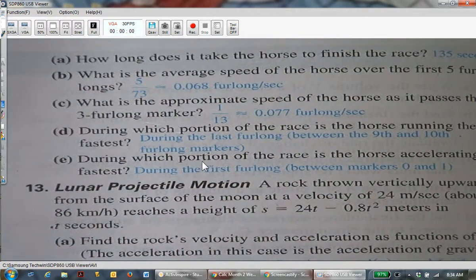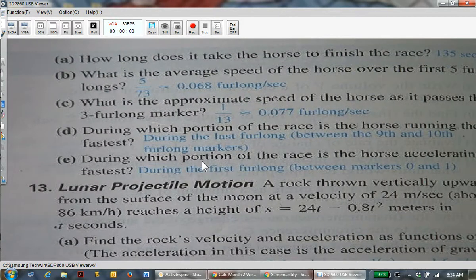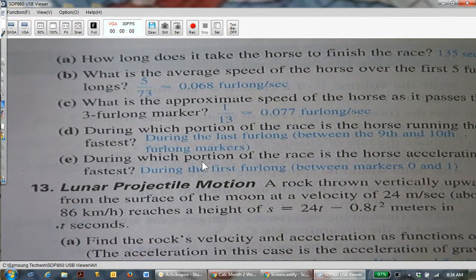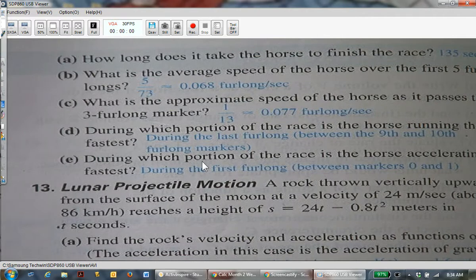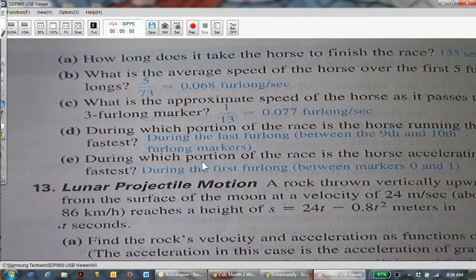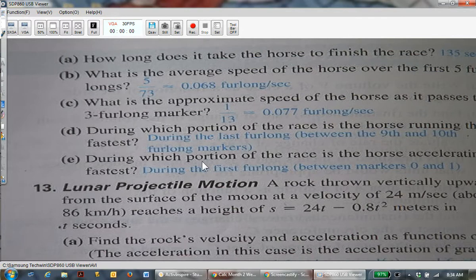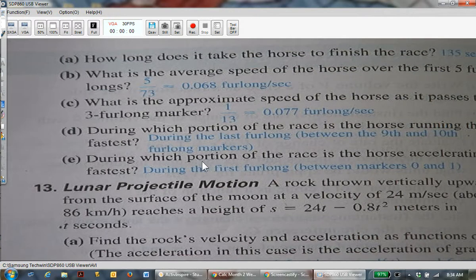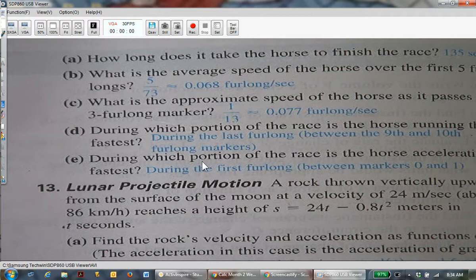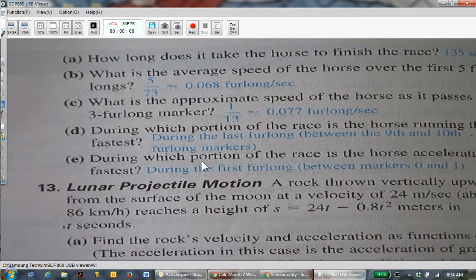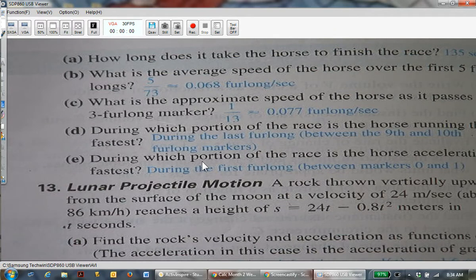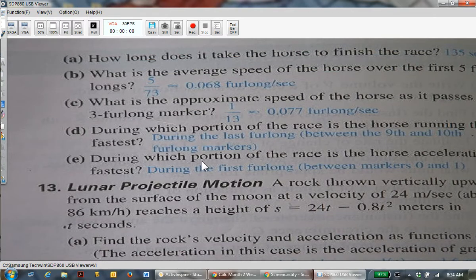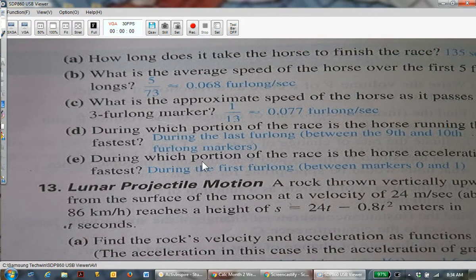A rock thrown vertically upward reaches a height of 24t minus 0.8t squared meters in t seconds. That looks really scary, okay? But what I'm trying to say is this. I throw this up in the air, and if I pause it after 2 seconds, I can plug in 2 for t and find out exactly how high it went. It's like pressing pause. You're literally finding the displacement.